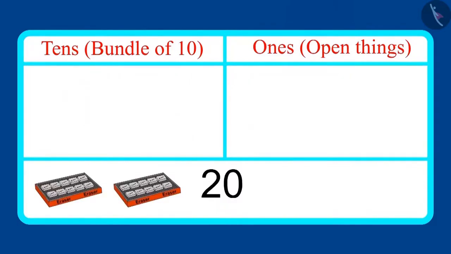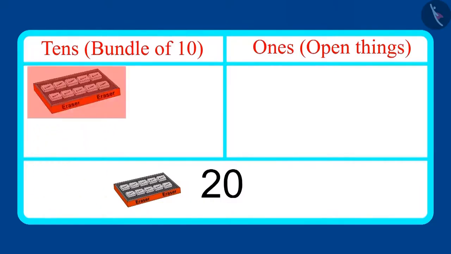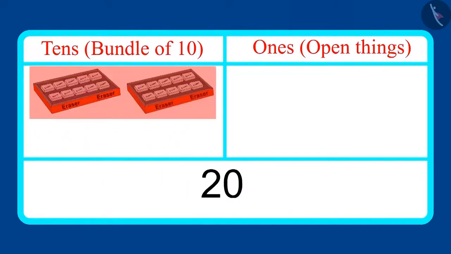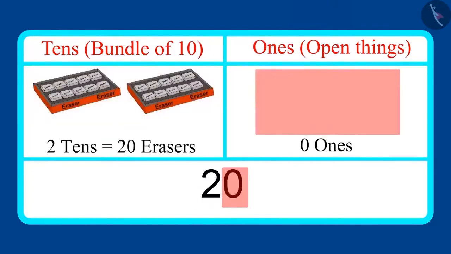Now, in the end, let's look at the number of erasers, which is 20. Can you tell me how many 1s and 10s are there in this? This is a bundle of 10 and there are 10 more erasers left. That means there is another bundle of 10. We have 2 bundles of 10. Therefore, 20 has 2 tens and 0 ones. Have you understood?